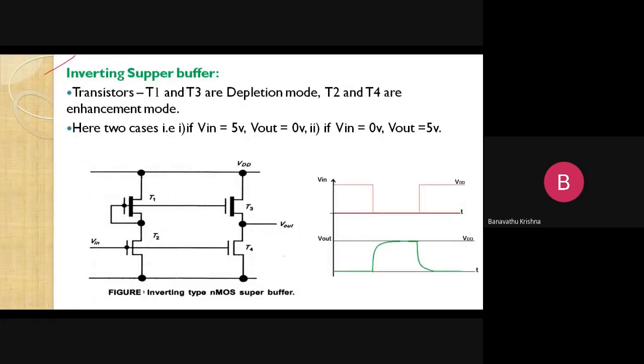First, I want to take the NMOS inverting super buffer. The meaning is that if I apply input 0, then the output is 1, and if I apply input 1, then the output is going to be 0. And let us see the circuit diagram internally. So this is the circuit diagram for this case, and this is the ground connection.